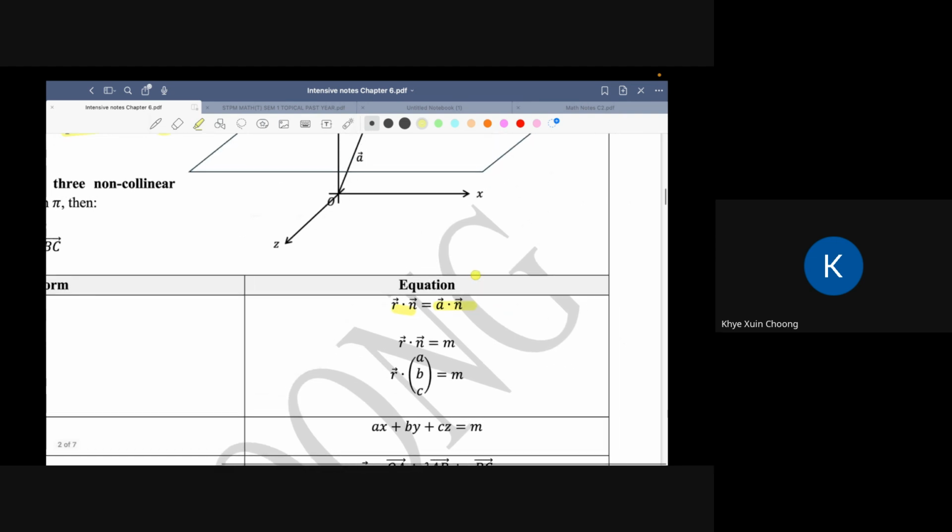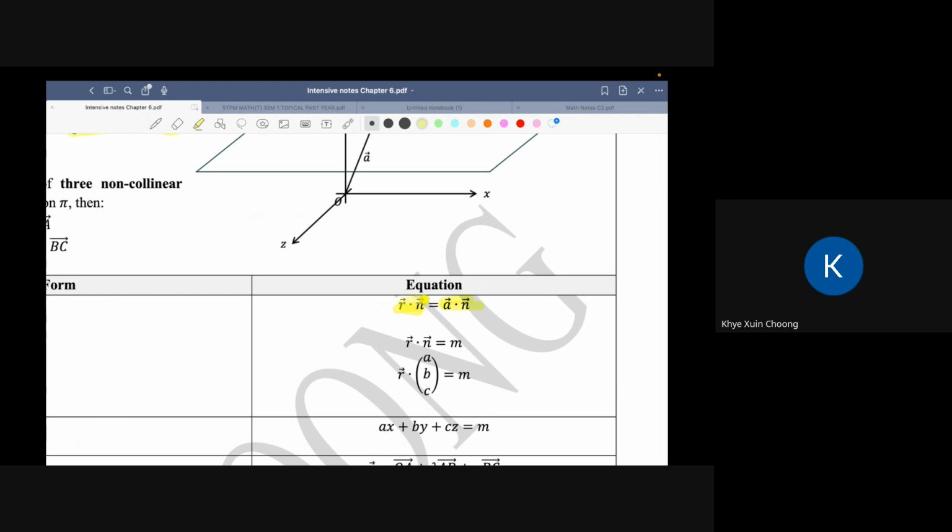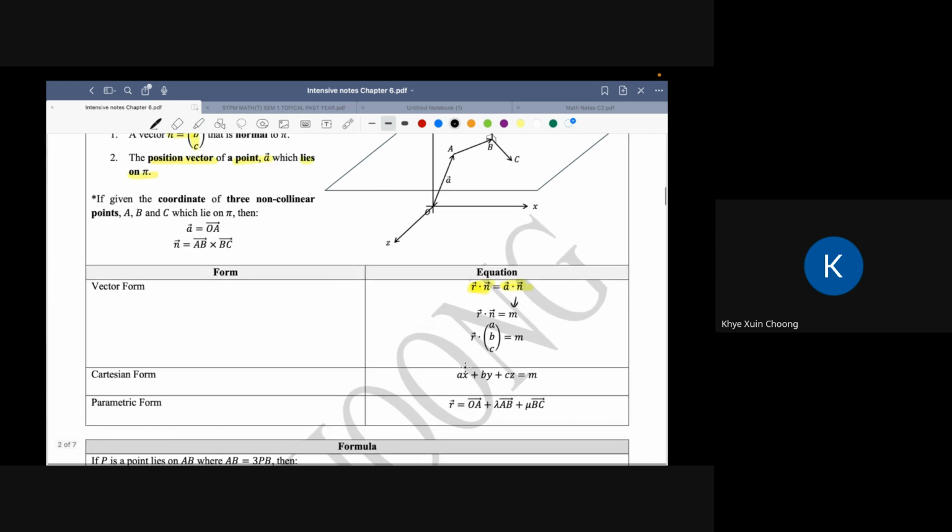Okay, so I'm not going to derive this for you over here. You just directly memorize this: r dot n equals a dot n. Because you know a and you know n, a dot n should give a number. This number is m. So normally we dot this out and get this number m, and we just write it as a constant value. So r dot n, the n you remain as the vector form (a, b, c), and the r you remain like this, equals m. This is the vector equation.